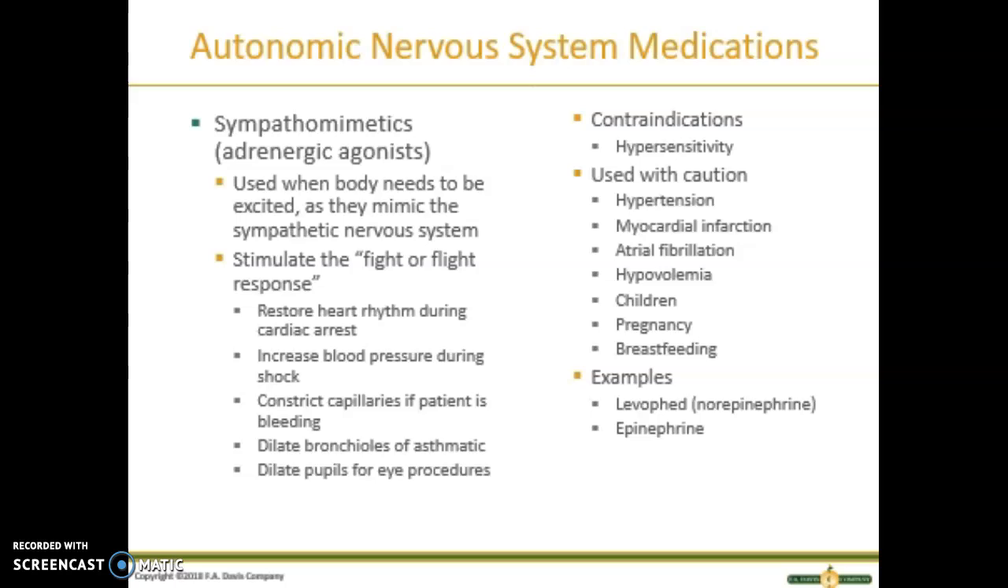Sympathomimetics, also called adrenergic agonists, are medications that stimulate the sympathetic fight or flight impulse. These stimulate the heart, increasing blood flow to the skeletal muscles and constricting peripheral blood vessels, which in turn dilates certain parts of the body, such as the bronchi in patients with asthma. They restore heart rhythm during cardiac arrest and increase blood pressure in cases of shock. They also can constrict blood vessels to decrease bleeding.